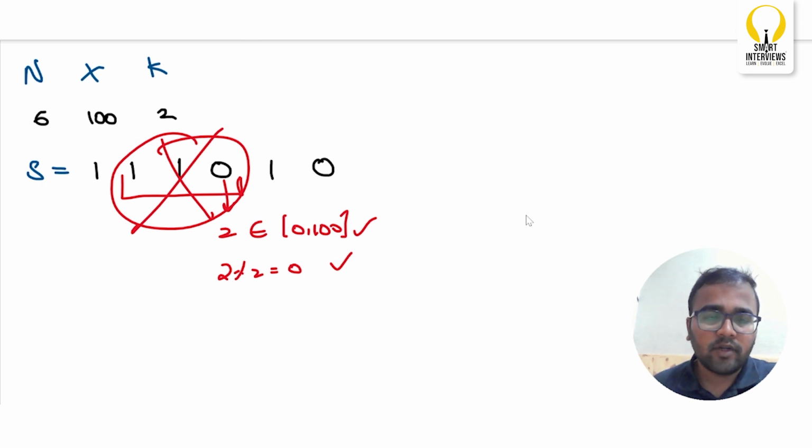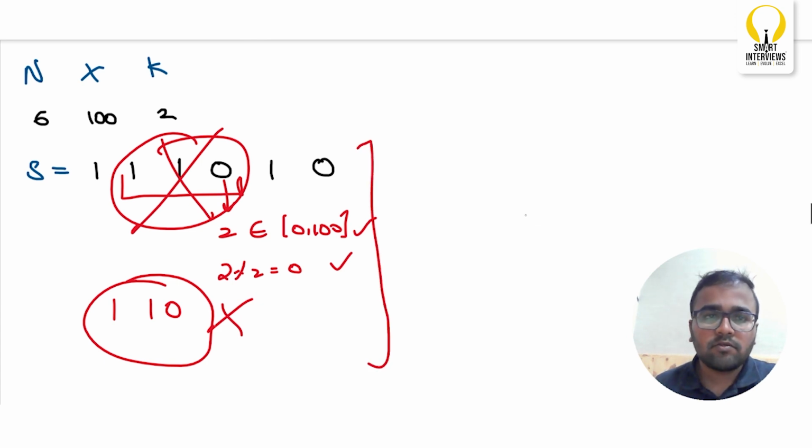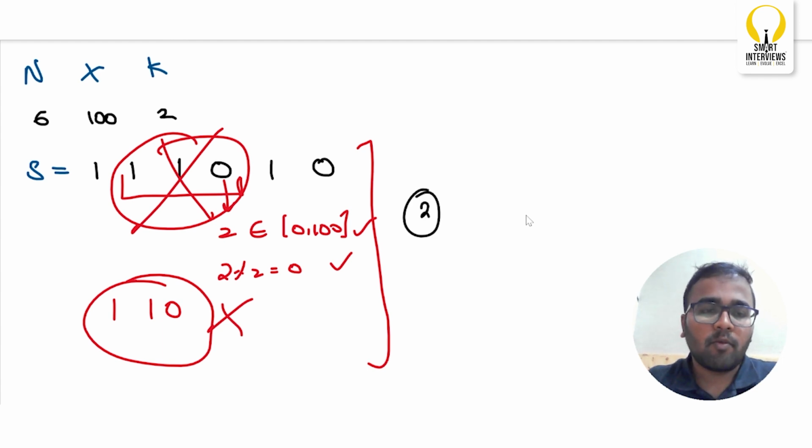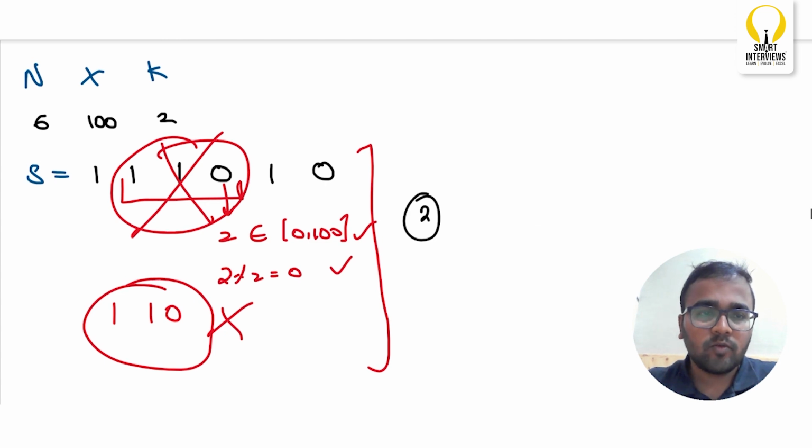Fine. Now if I remove that, what is the leftover string? It is 1, 1 and 0. If you observe, this is similar to the previous subsequence itself. So we can comfortably remove this as well because it will satisfy both the conditions. In how many operations did we do this? 2 operations. Fine. So the minimum operations required to empty this string is 2.